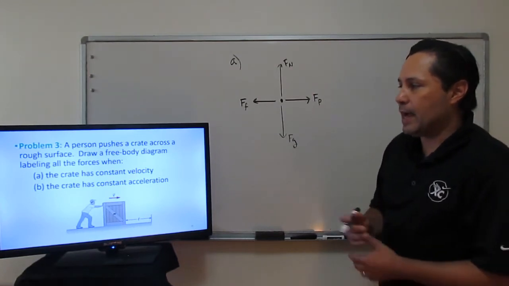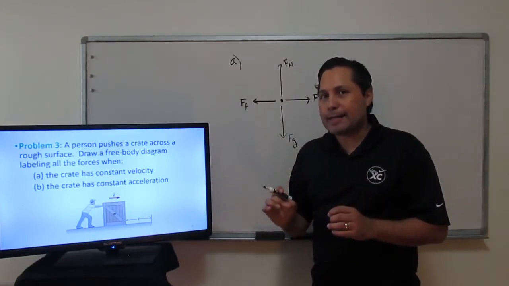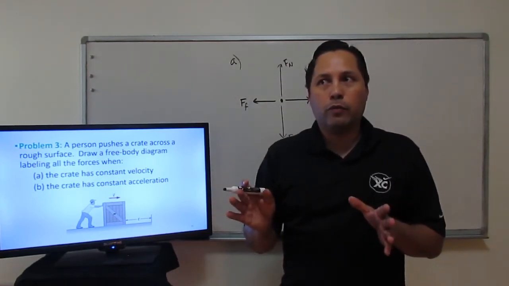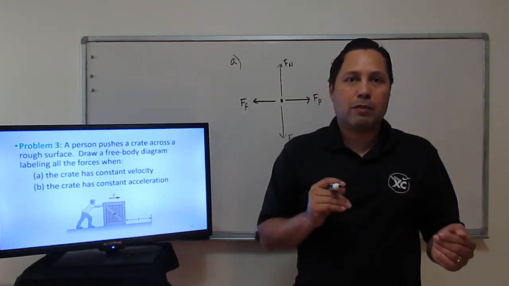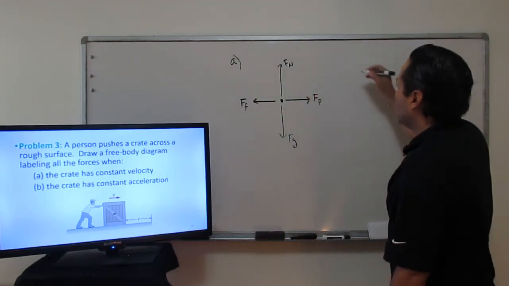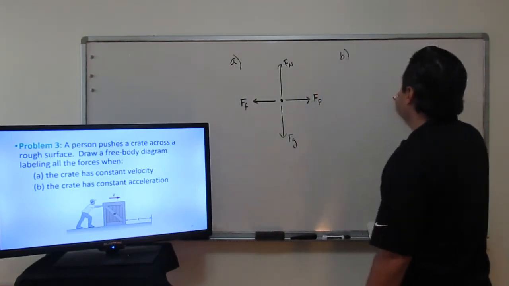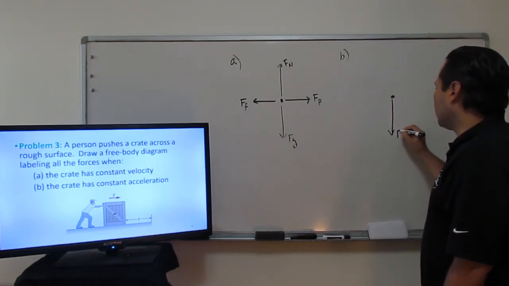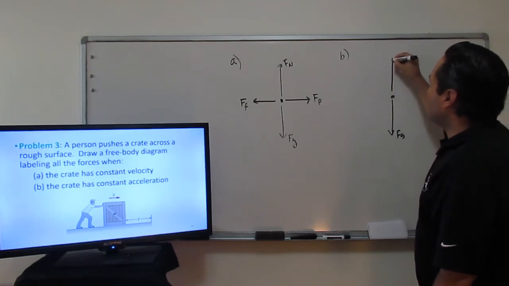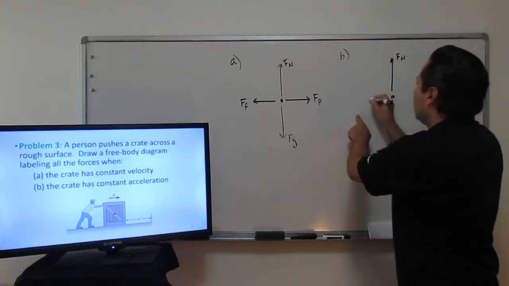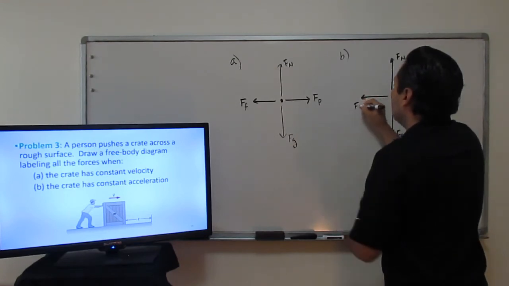For part B, they ask you guys, now the crate has an acceleration. So when you have an acceleration, all the forces are not the same. One force has got to be bigger than the other, so therefore there is a net force. Alright, so for part B, it's our free body diagram of our crate. Same force of gravity, same force normal. Force friction, we're going to keep it the same.